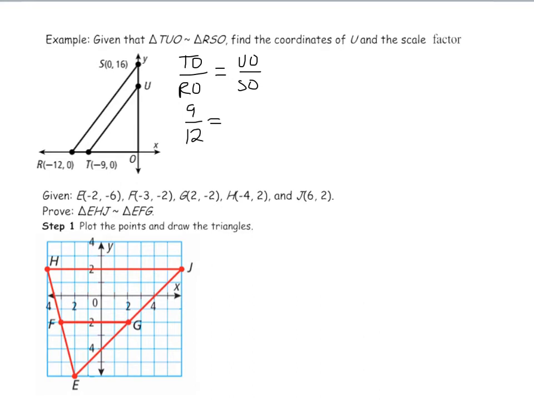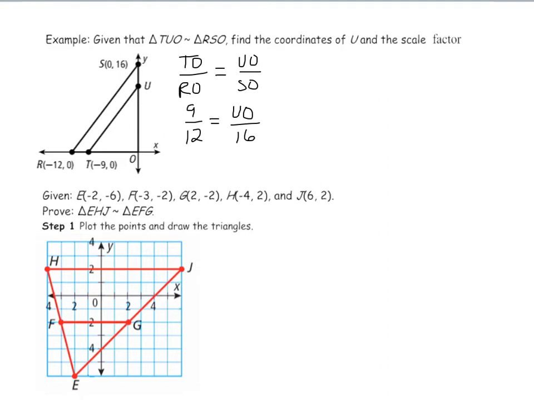Taking a look at UO, we want to find out what the coordinates for U are, so we're going to figure out what this distance is. I'm not quite sure what it is right now, so I'm going to leave it as a UO. And the last one, SO, it's up here at 0, 16, so that means I went up 16 units. That's my distance for SO. So now all I have to do is just cross multiply and solve this one out.